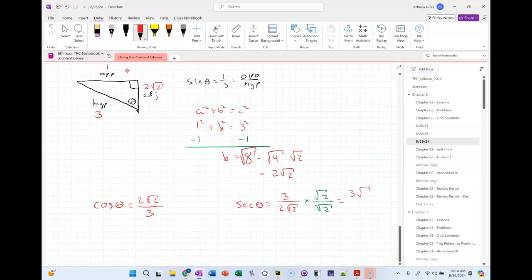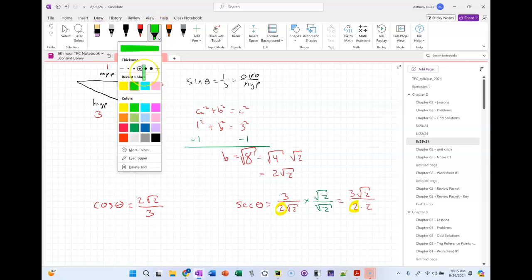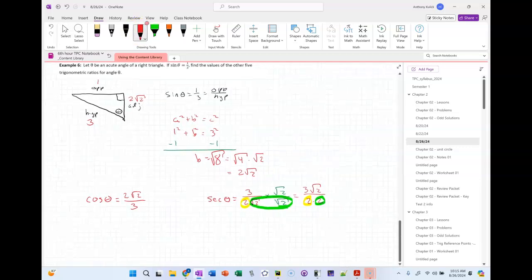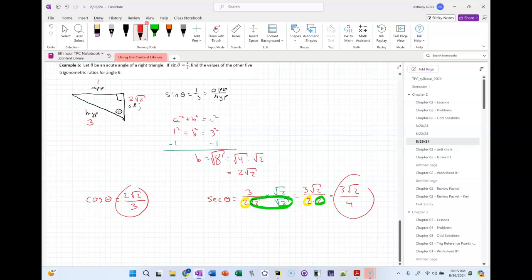So I'm going to have 3 root 2 at the top. And then I'm going to have 2 times 2 at the bottom. Right? The first 2 is just from the 2 on the 2 root 2. And the second 2 is from the root 2 times root 2. Everybody can see that. And then I know that 2 times 2 is just 4. And I'm not going to do the other 4 ratios because it's not really much different. And we already practiced doing trig ratios once already, right?